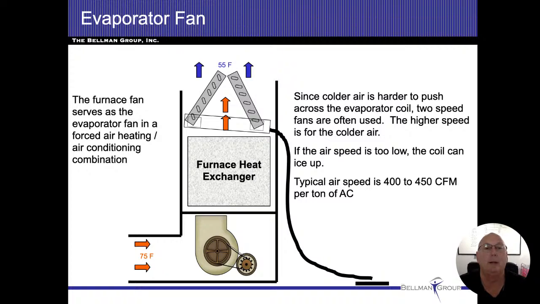The evaporator fan, we don't really have a separate air handling unit. Now, you may run into just an air conditioning system with just an air handling unit. You'll see that a lot with space packs, or if somebody has steam heat or hydronic heat and they still want to go ahead and put a central air conditioning system in, they're going to have to run separate ductwork just for that.